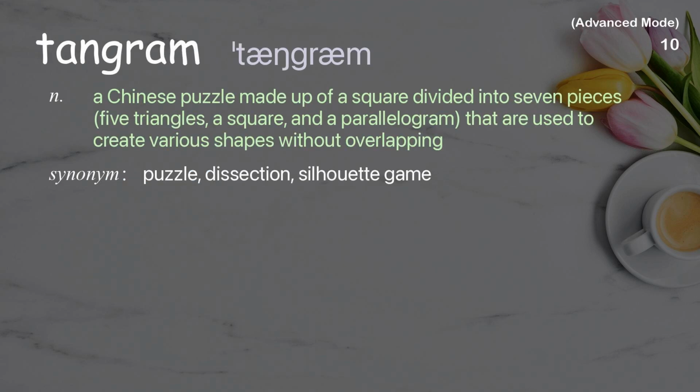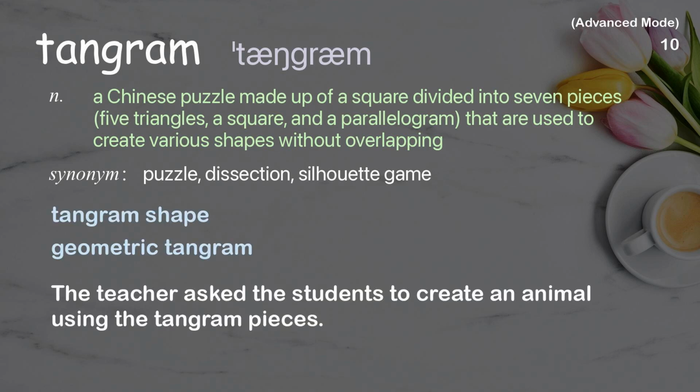Tangram. A Chinese puzzle made up of a square divided into seven pieces, five triangles, a square, and a parallelogram that are used to create various shapes without overlapping. Examples: Tangram shape, geometric tangram. The teacher asked the students to create an animal using the tangram pieces.